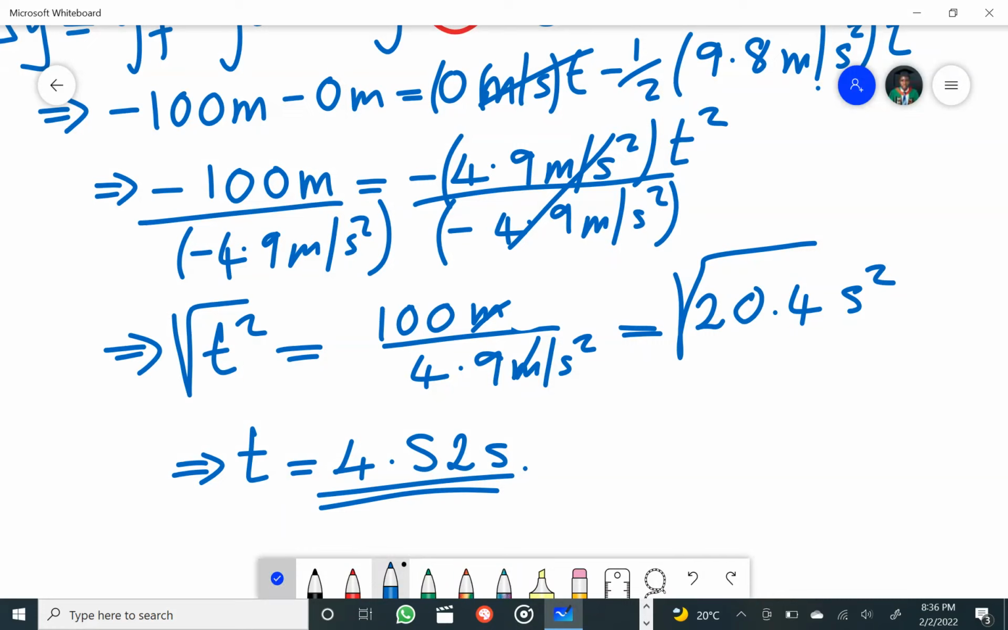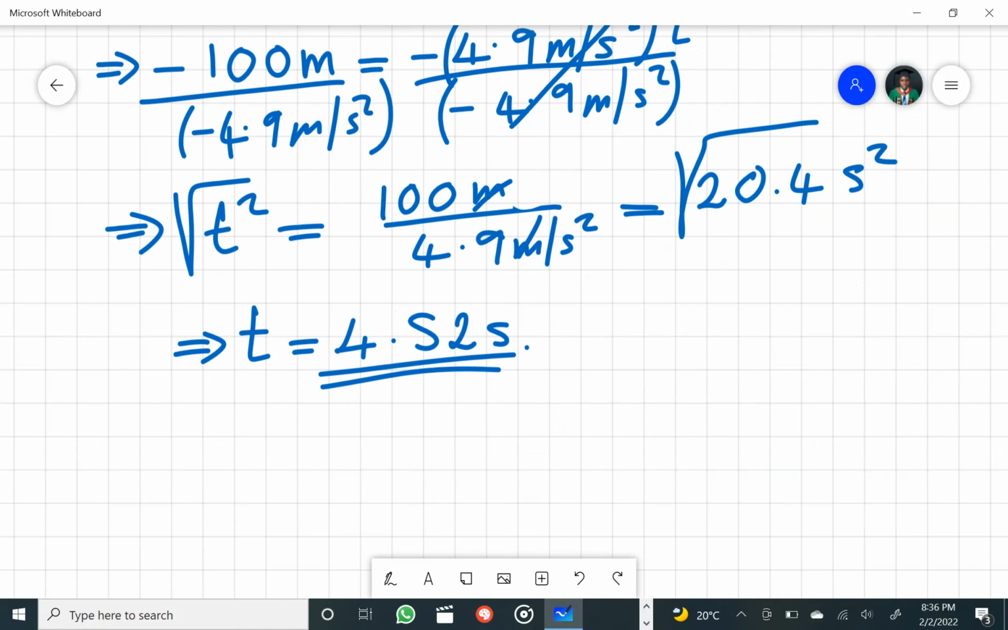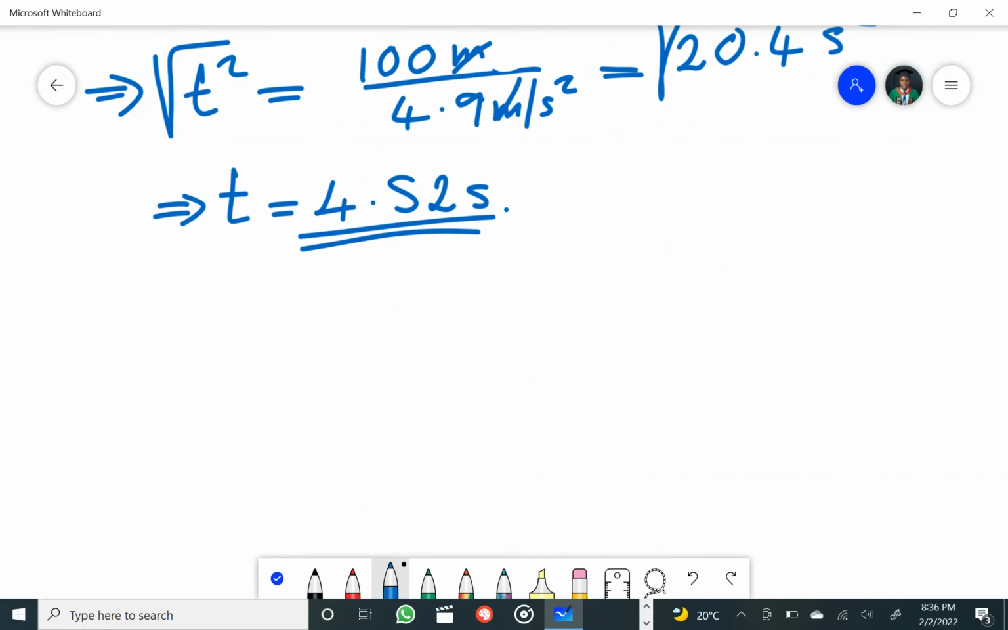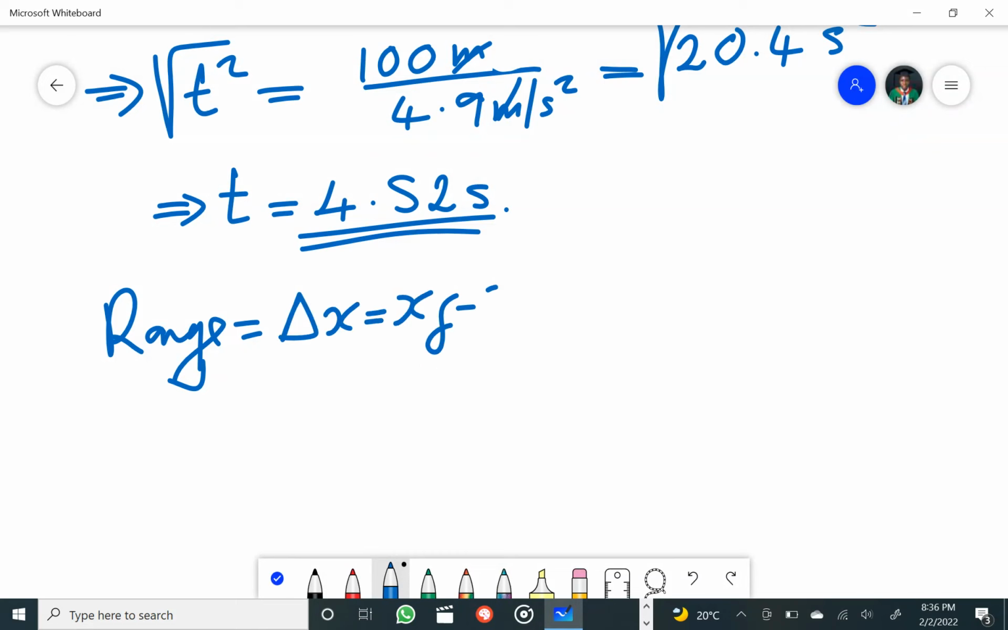Now, since we have the time, we can figure out what the range was. Remember I said range is simply the displacement in the horizontal, which is final minus the initial, isn't it?